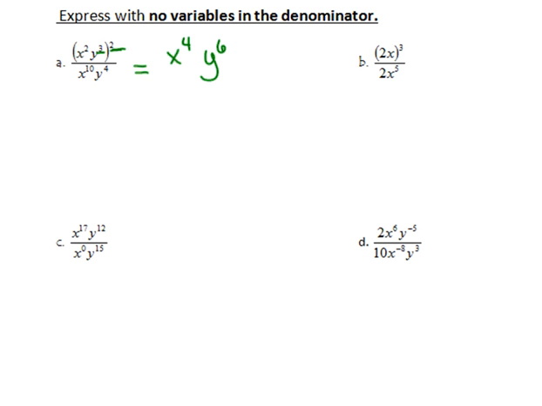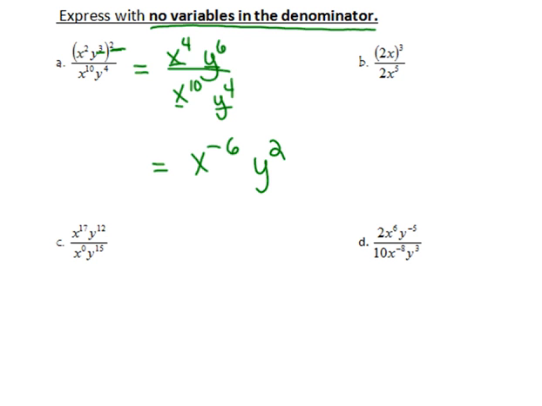We'll multiply 3 times that 2. And then in the bottom, x to the 10 over y to the 4. And then we can subtract because we've got the same bases. So we've got x and x, so we can do x to the negative 6, and again we'll subtract, we've got the same base here, so we'll have y squared. And it says write it with no variables in the denominator, so we've got that, x to the negative 6 y squared. I'll do letter D here as well.